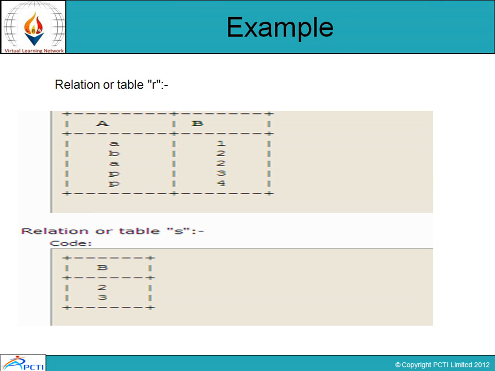Suppose we consider an example. In this example consider a relation R in which A and B are the columns. The A column contains the values A, B, A, P, P, and the B column contains the values 1, 2, 2, 3, 4. And one more relation here is S, which contains the column B. It contains the values 2 and 3.